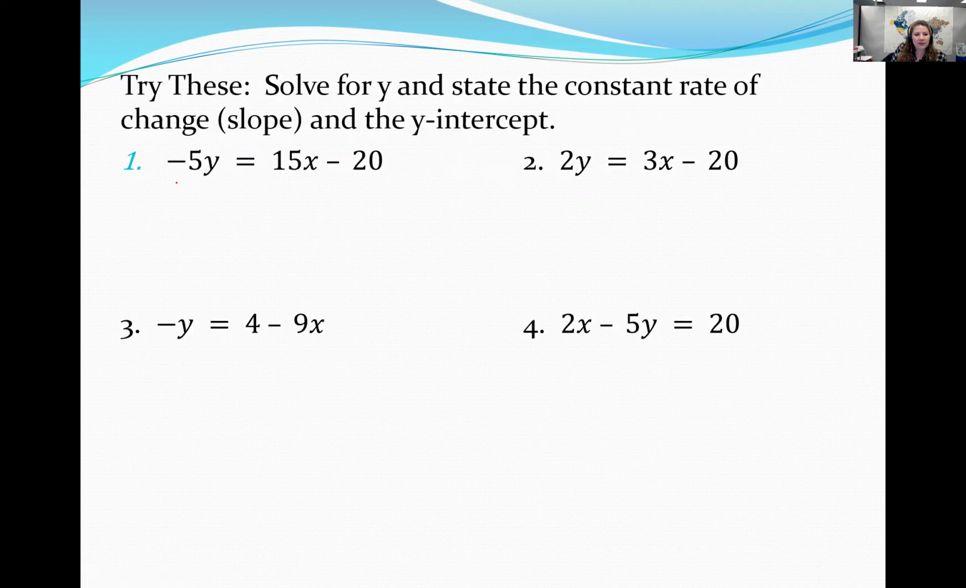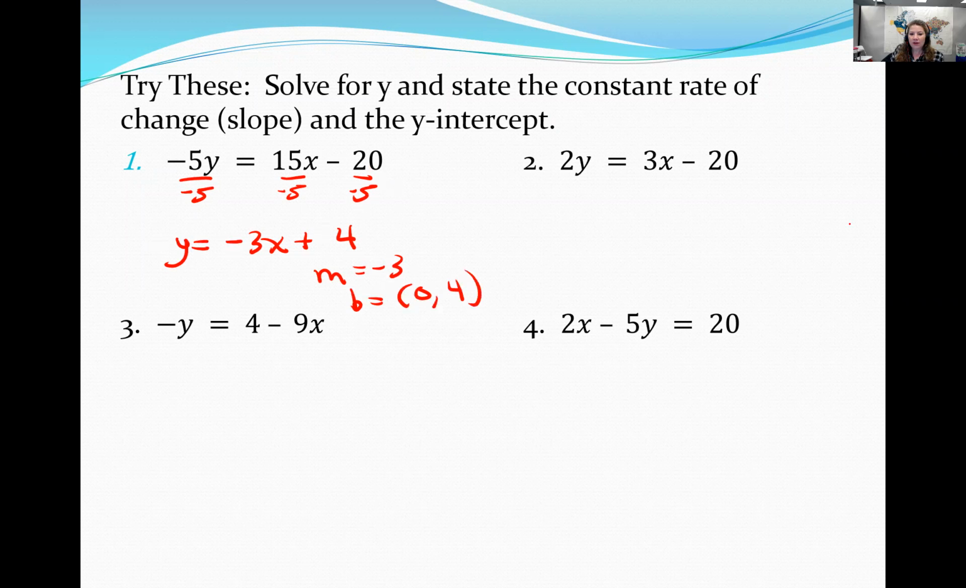All right, so we're going to divide every single term by -5. So y equals 15 divided by -5 is -3x. -20 divided by -5 is +4. So our slope is -3 and our y-intercept is 0, 4. All right, on the second one, we're going to divide every single number by 2. So our slope is 3/2. Our y-intercept is 0, -10.